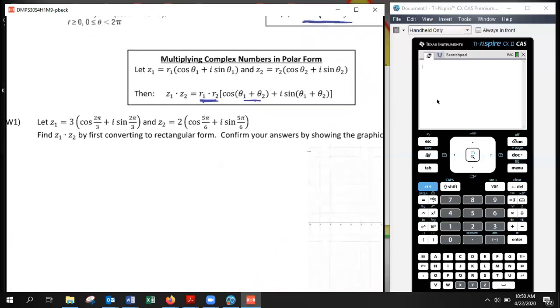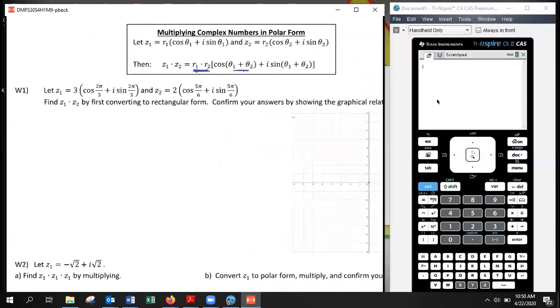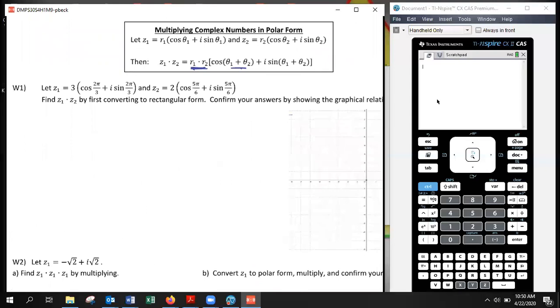Now, I wanted to show that one more time, just because, again, my goal for today is to connect as many of the ideas as we possibly can. So what I'm going to have you do first is take this first complex number, z1, and let's turn it into rectangular form.